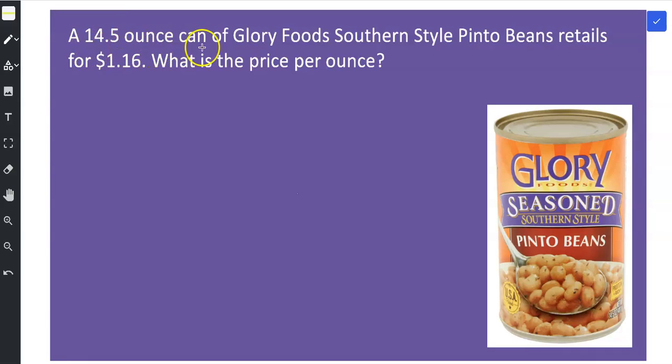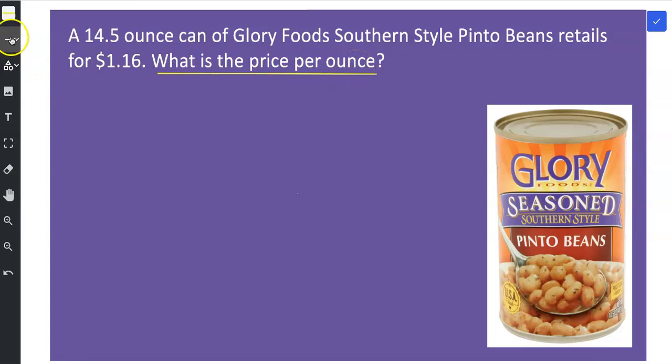A 14.5 ounce can of Glory Foods Southern Style Pinto Beans retails for $1.16. What is the price per ounce? Well, I'm going to start by underlining our question. So our question is, what is the price per ounce? And when it says the word per or the word each, it makes me think of a unit rate. We're trying to figure out the price per 1 ounce.